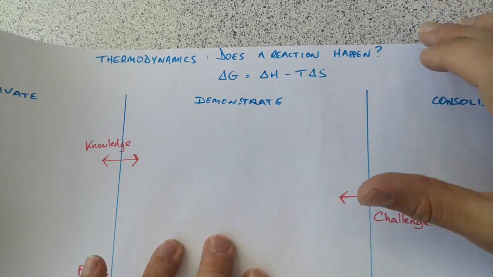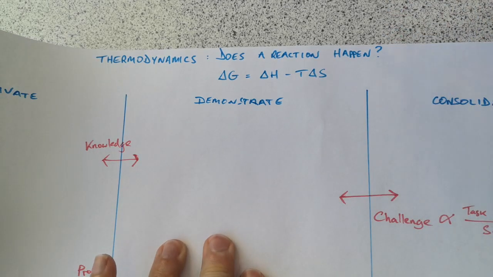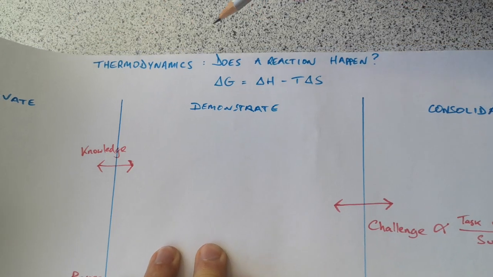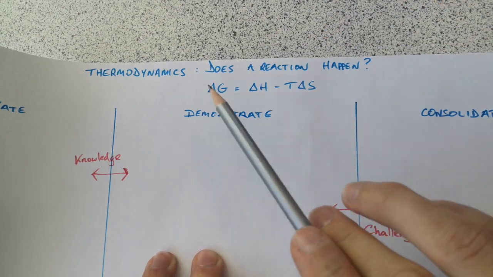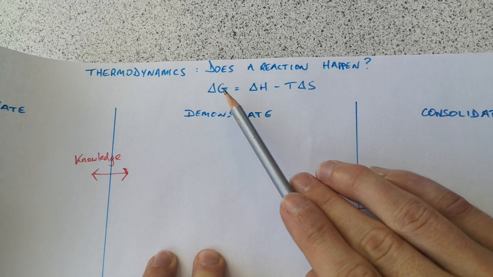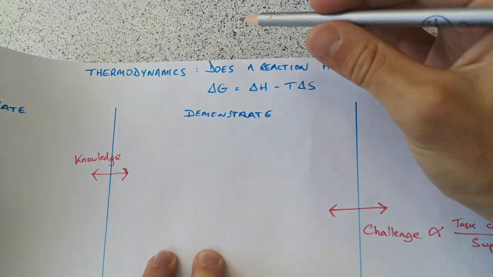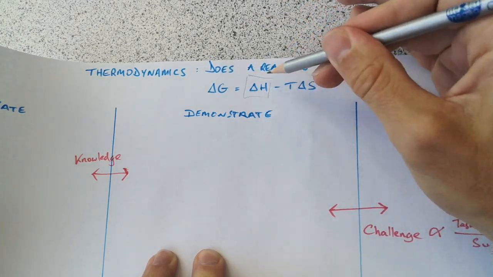Oh, hello. You've just caught me as I'm about to plan this A-level chemistry lesson. We're looking at thermodynamics. In other words, does a reaction happen? And one of the endpoints of this unit is this equation, delta G equals delta H minus T delta S. We're looking at delta H, the enthalpy change, at the moment.